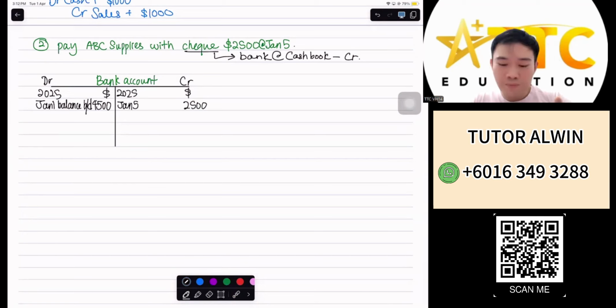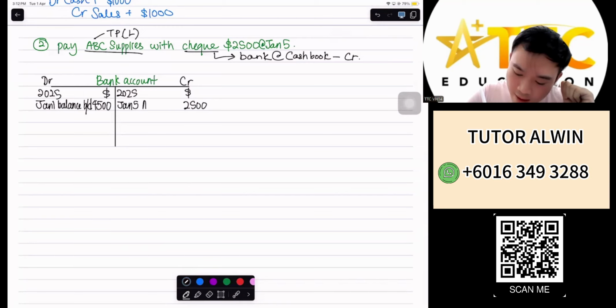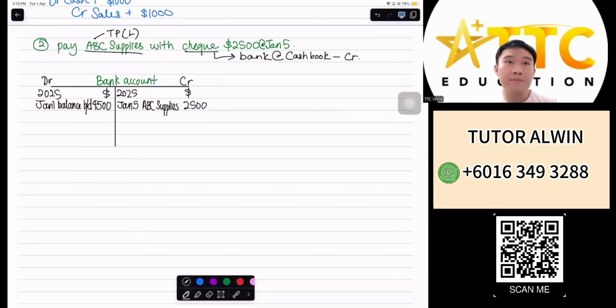For what is it for? Okay, we know ABC supply will be our trade payables, which is our liability. But what we're going to write here as our detail, we're going to write the name of supplier. Okay, supplier or customers, we're going to record their name as the detail. Okay, not the word trade payable or the word trade receivables. No, we will record their name, as long as it's not our name, other people's name. So we write ABC supplies 2005.